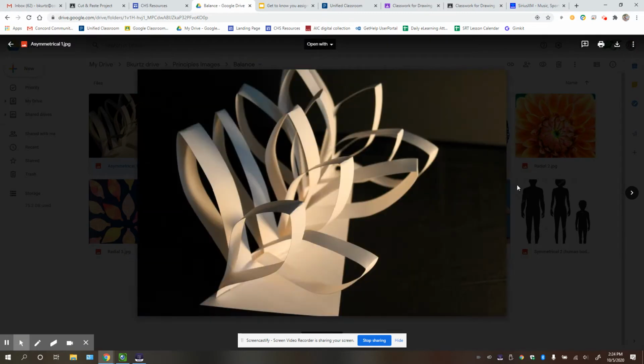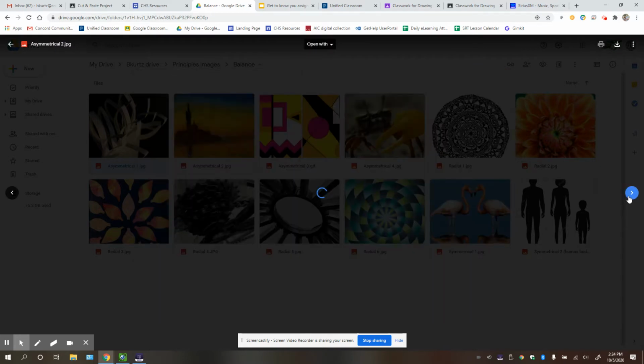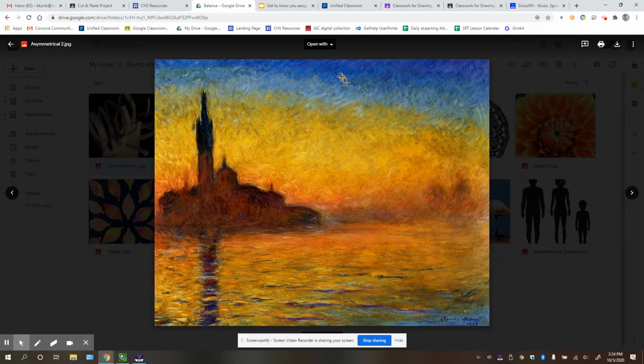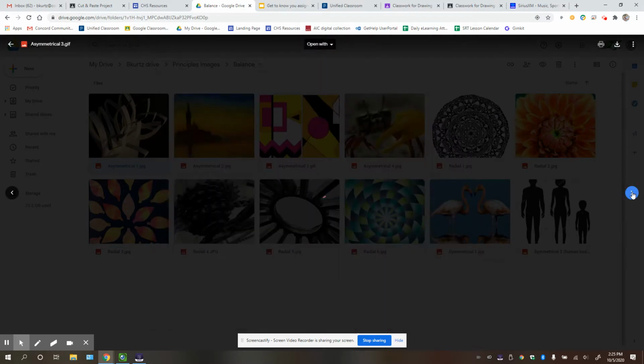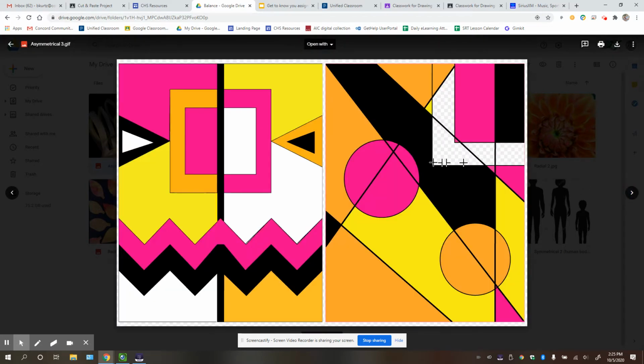Asymmetrical balance means it is unequal from one side of the image to another. So if we divide this in half down the middle, we can see that this half over here is different than this half over here, so that is asymmetrical. Another example here, again, divide this in half. This side over here has these buildings, this side doesn't, so it is asymmetrical. Same with this. This half of the picture is different from this half, so it's asymmetrical balance.